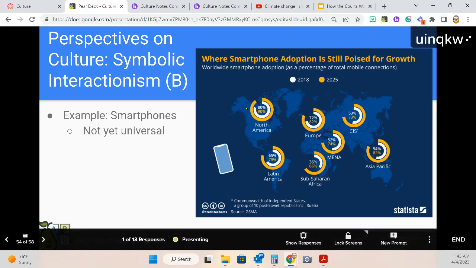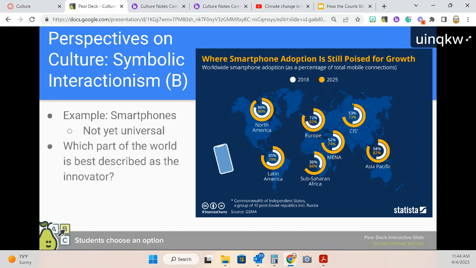And what this image shows us is smartphone adoption based on seven different regions of the world. The inner white part of the incomplete circle shows adoption rates as of 2018, and then the yellow outer part of the incomplete circle is adoption rates projected for 2025. And none of those have closed the circle. That's why they're all incomplete, which tells us adoption is not universal.